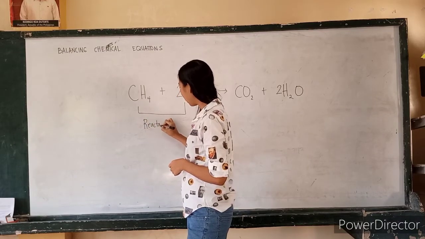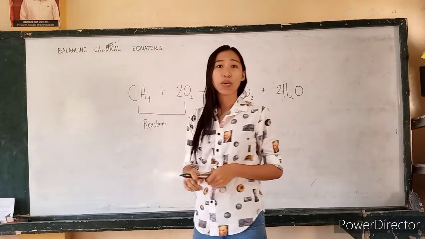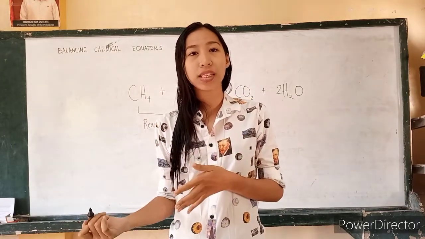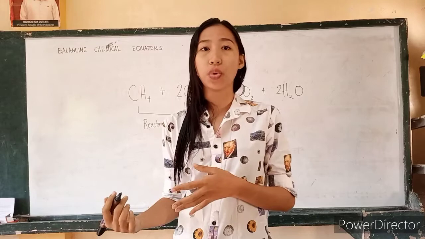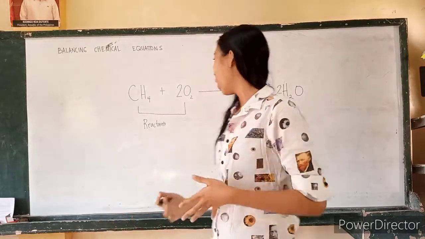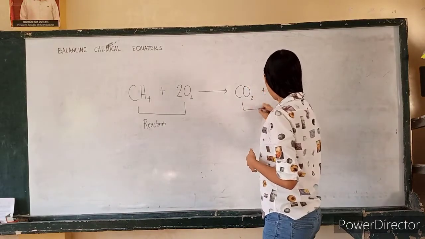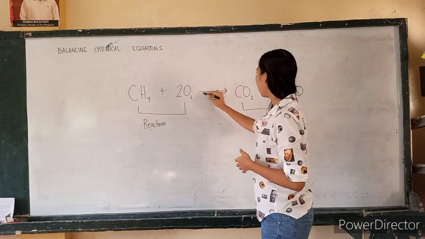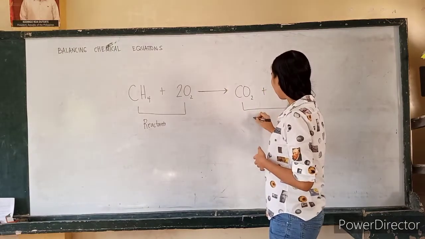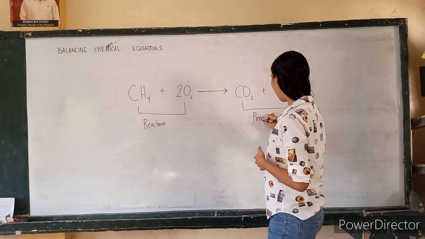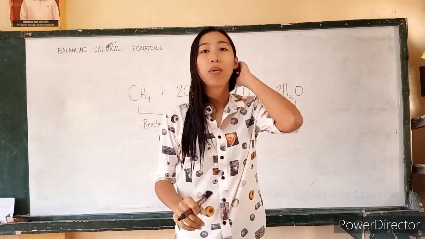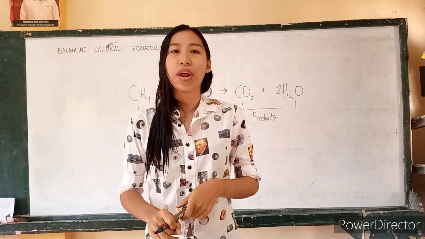And the reactants, based on the definition, are what you use in your chemical equation. What I said last time, these are the raw materials in your chemical equation. Whereas, on the right side of your arrow, those are what we call products. So, the products are what will be formed after your chemical reaction.